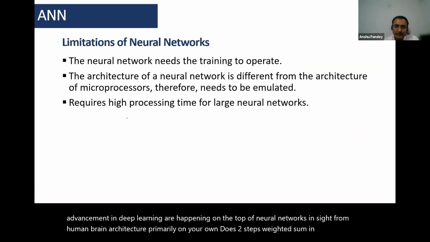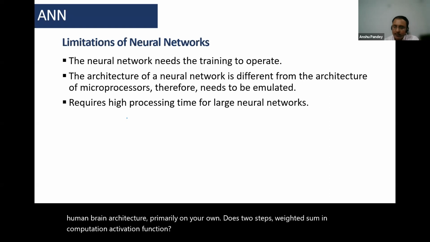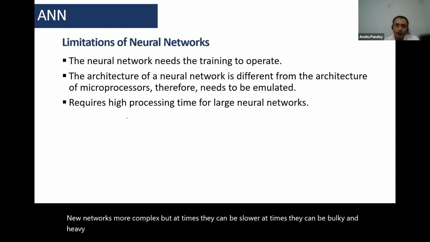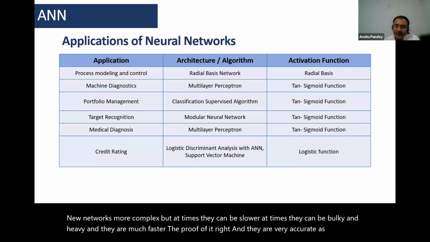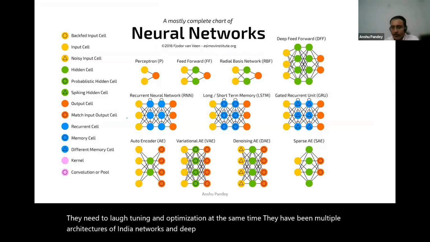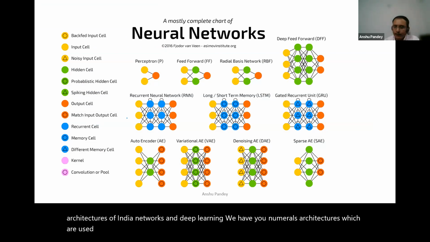Neural networks are more complex, and at times they can be slower, bulky and heavy, but they are also much faster, which is the pro of it. And they are very accurate as well. They need a lot of tuning and optimization at the same time. There have been multiple architectures for neural networks, and in deep learning we have numerous architectures which are used for solving different sets of problems.